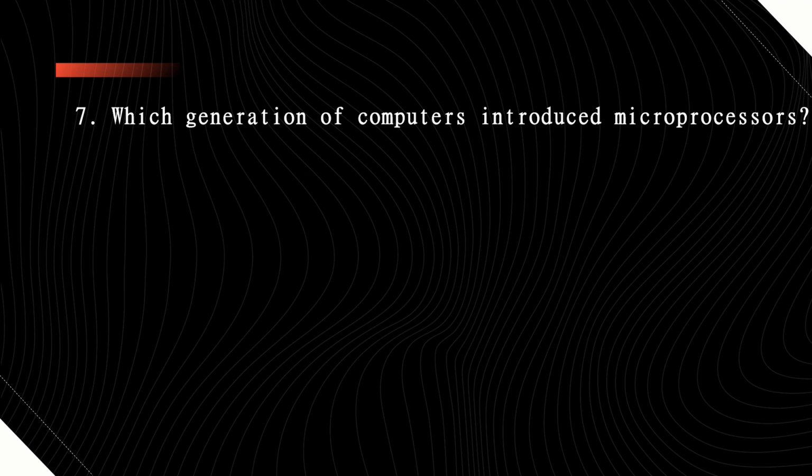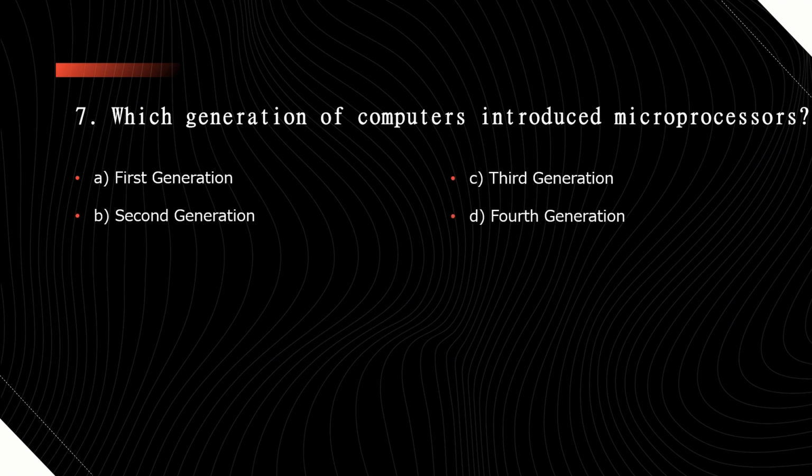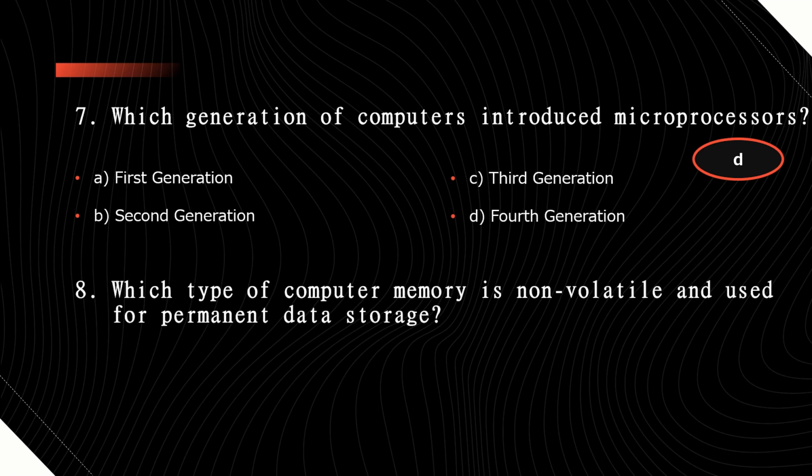Which generation of computers introduced microprocessors? Options: A. First generation, B. Second generation, C. Third generation, D. Fourth generation. Answer is D. Fourth generation. The fourth generation of computers introduced microprocessors, leading to smaller, faster, and more energy efficient computers.